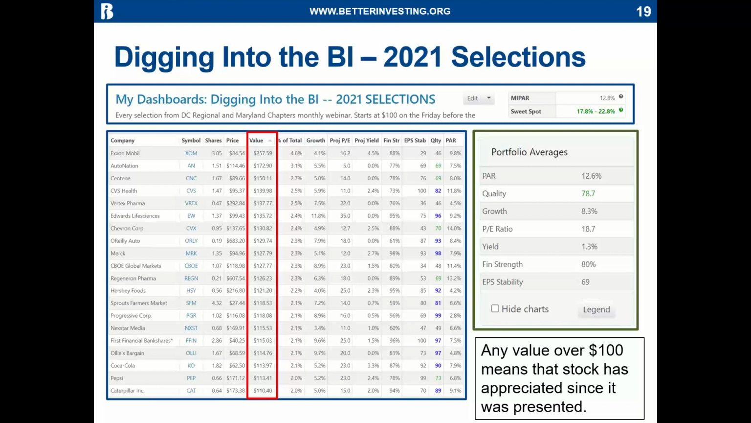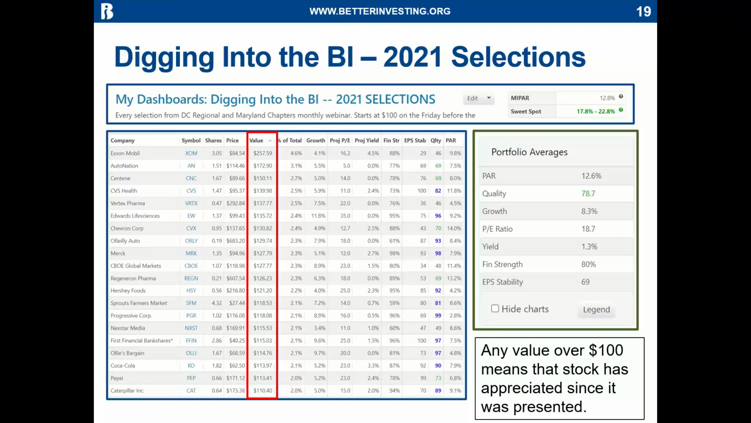This is what it looks like. And these were the stocks from 2021. And again, it's sorted on that same price. And you can see that ExxonMobil has gone up 157% since it was looked at, because the original price is $100. It's now at $257. It means it's gone up 157%. And it's a quick way to be able to take a look at it.